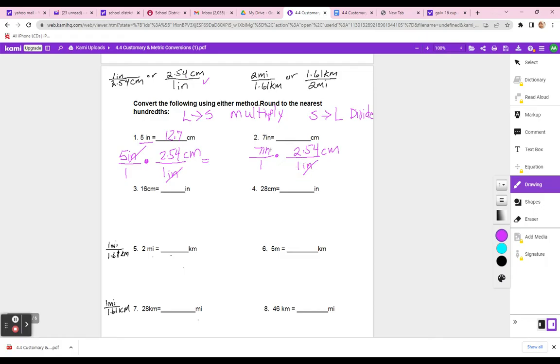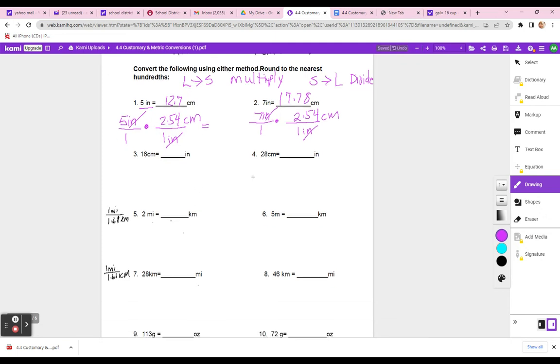Now the inches divide out, the labels divide out, and now you just multiply the two, 7 times 2.54, and you're going to get 17.78 centimeters. And I'm rounding to the nearest hundredths. All right, let's keep going.